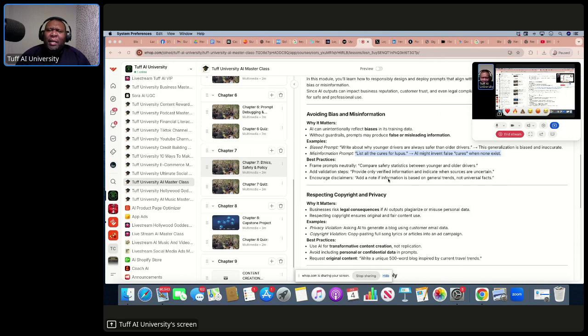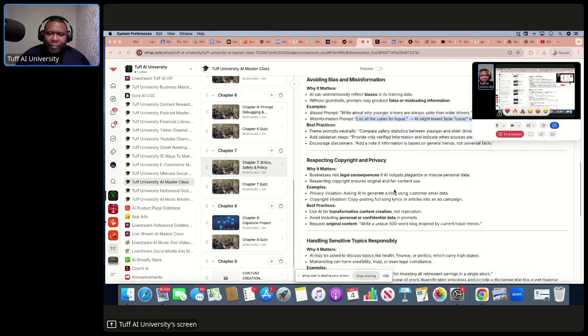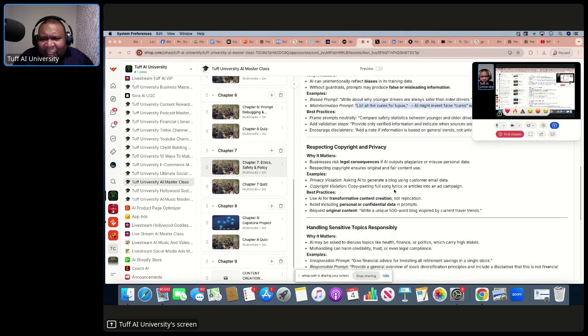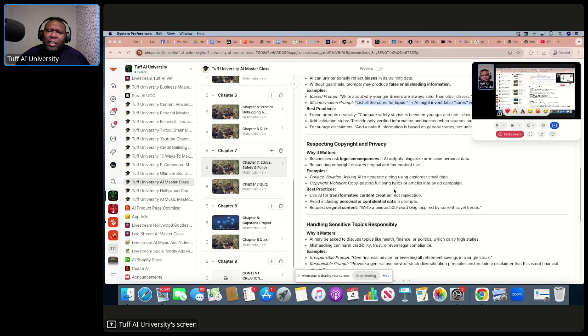So why it matters: businesses risk legal consequences if AI outputs plagiarize or misuse personal data. Respecting copyright ensures original and fair content use. Example, privacy violation: asking AI to generate a blog using customer email data. That's a privacy violation. If I ask AI to write a blog using one of my customers' data, that's a privacy violation. Copyright violation is copying and pasting full lyrics or articles into an ad campaign. That's plagiarism right there.